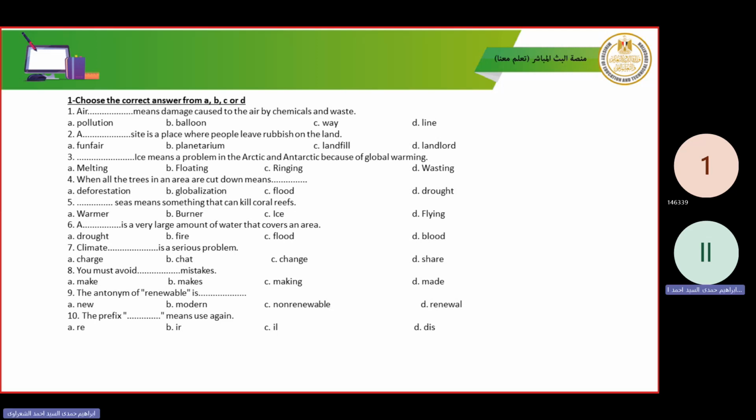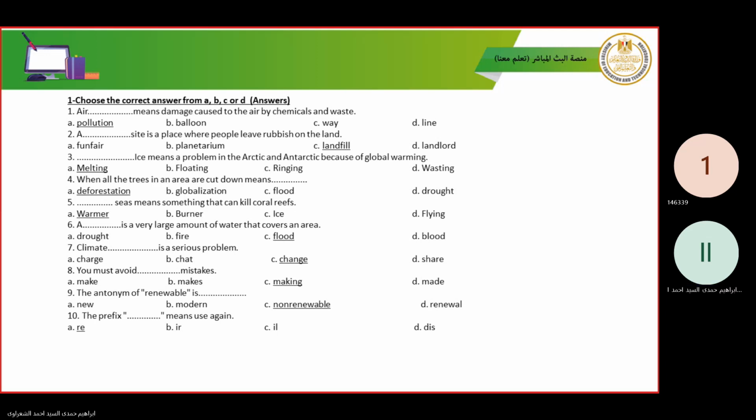Okay, show you the answers. Number one, air, of course, pollution. It means damage caused to the air by chemicals and waste. Air pollution. Number two, a landfill site. احنا في الأول we defined and said that it was the place where people leave their rubbish. Okay. Number three, ice. اتكلمنا عنها وقلنا إن في many films are made on this problem of melting ice in the North and South poles.